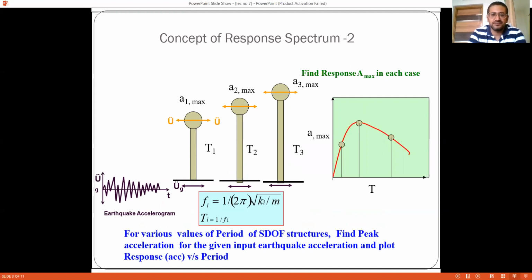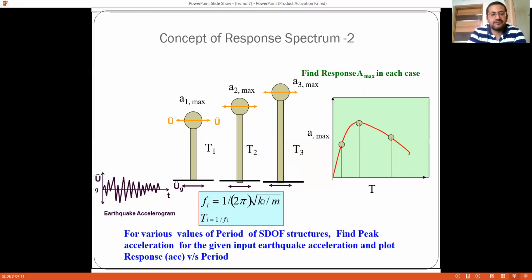First, the angular frequency of the structure is to be calculated, that is, omega equals the square root of k by m, where k is the stiffness of the structure and m is the mass of the structure. Once the angular frequency is available, we can calculate the natural frequency, given by f equals omega by 2 pi, where omega equals the square root of k by m. Once the natural frequency is available, we can calculate the natural time period, given by T equals 1 by f. So from the angular frequency we find the natural frequency, and from the natural frequency we find the time period.